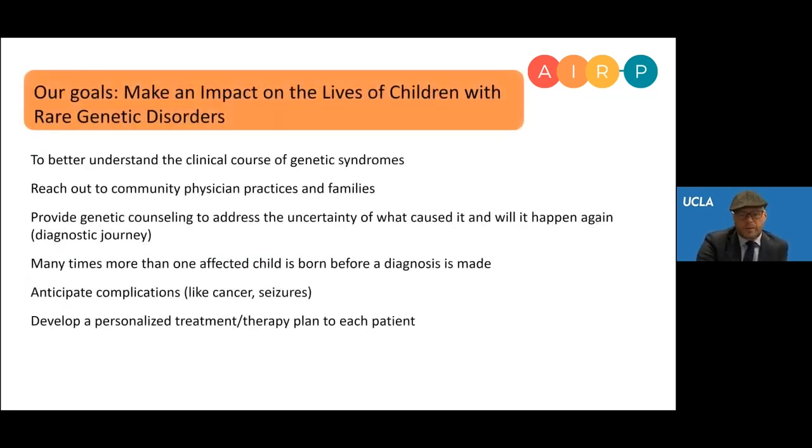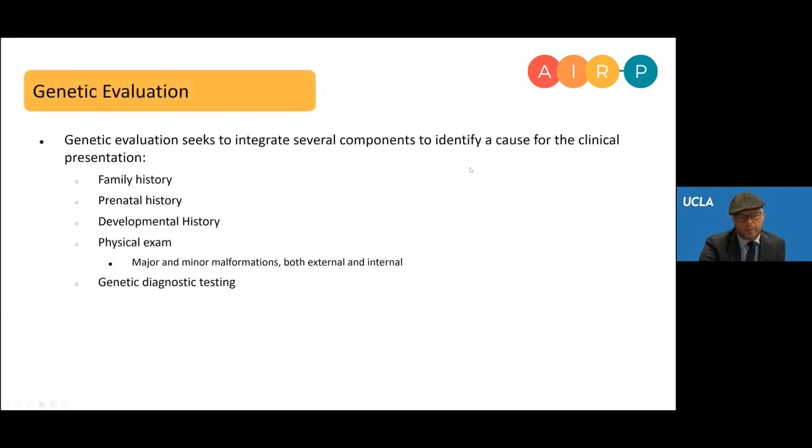So the idea is to make an impact on the lives of children with rare genetic conditions, and to better understand the clinical course of these conditions by reaching out to community physicians and practices and families to educate them about the utility of this approach, to provide genetic counseling to address the uncertainty of what caused it and whether it will happen again, which is part of the diagnostic journey. And many times more than one affected child is born before a diagnosis is made, which may have some bearing on future family planning. And of course, to be able to anticipate potential medical complications like seizures and develop a personalized treatment plan, if available and appropriate, based on those future comorbidities or coexisting medical problems.